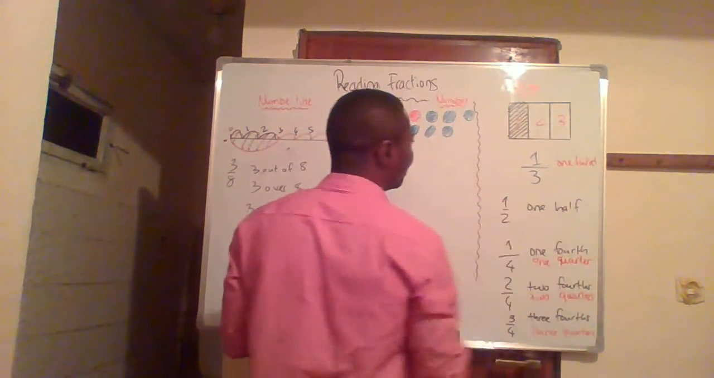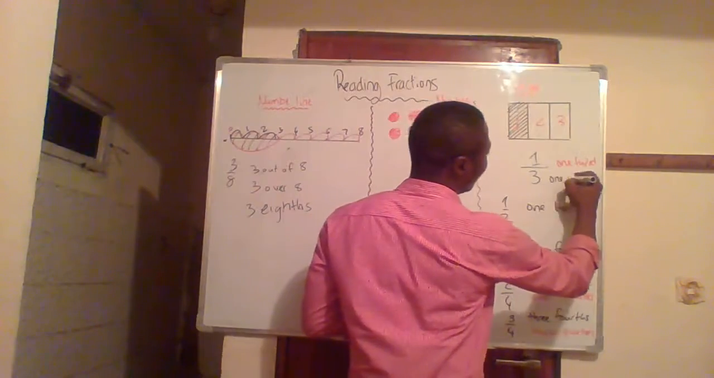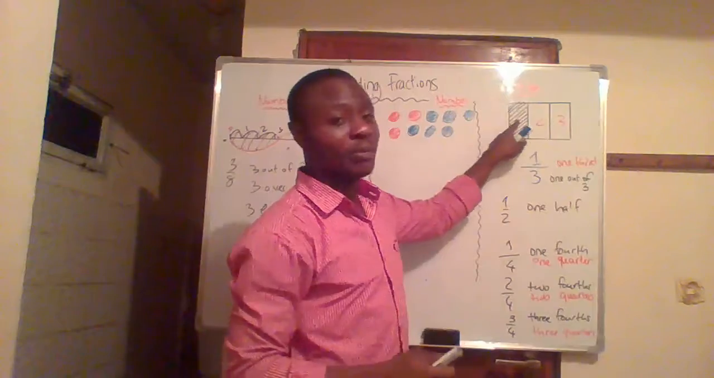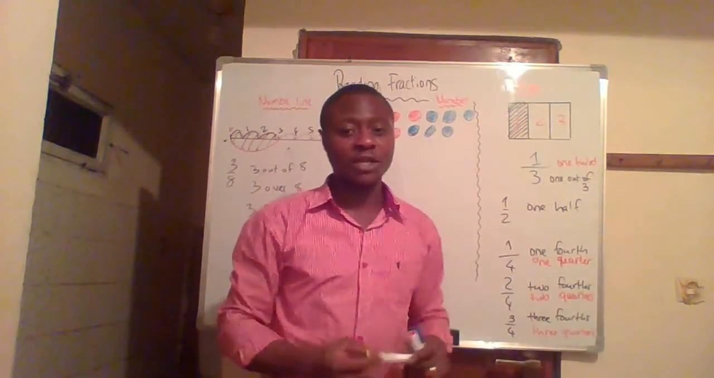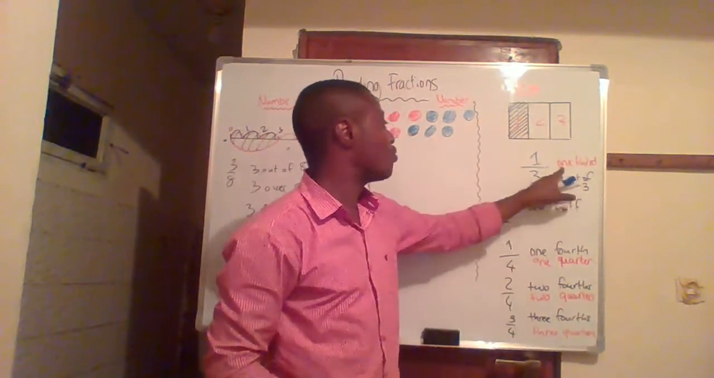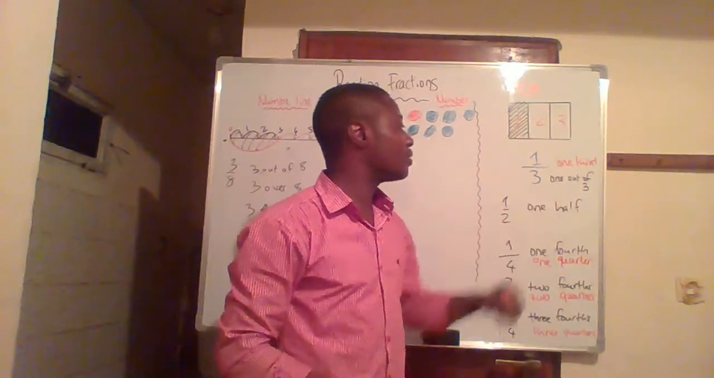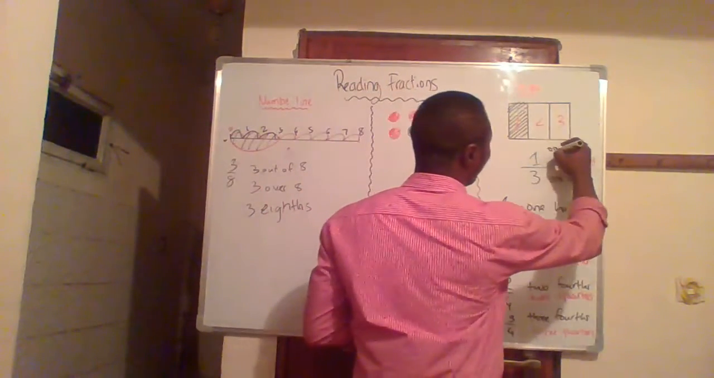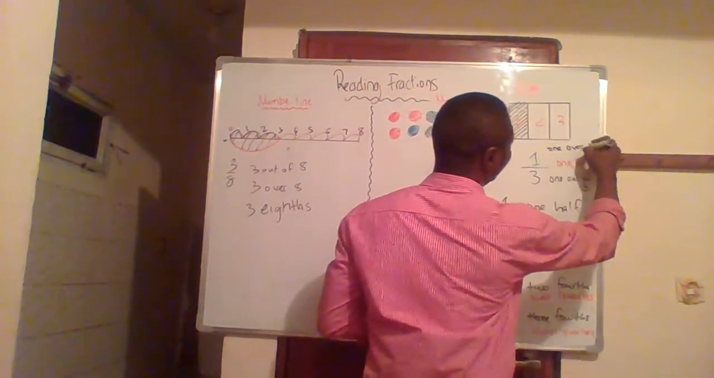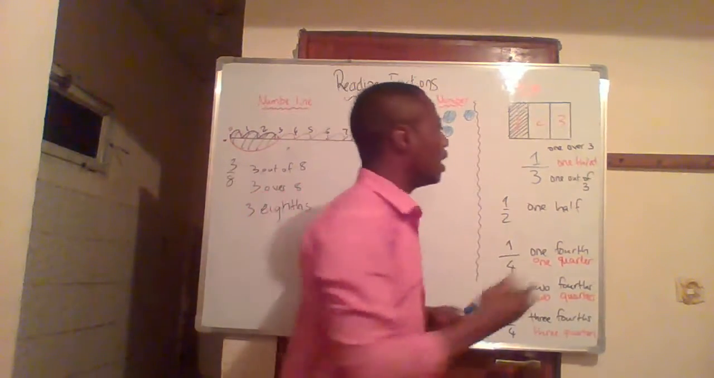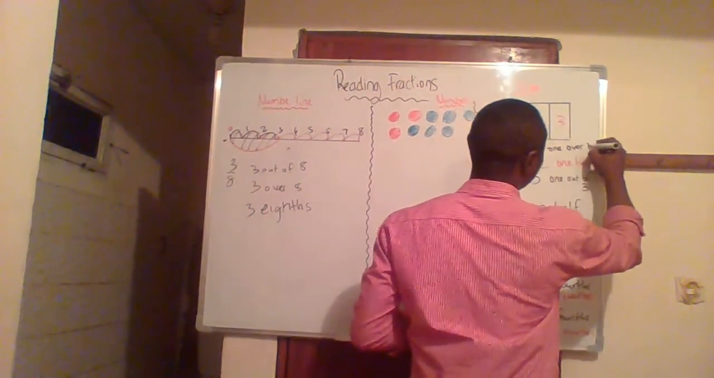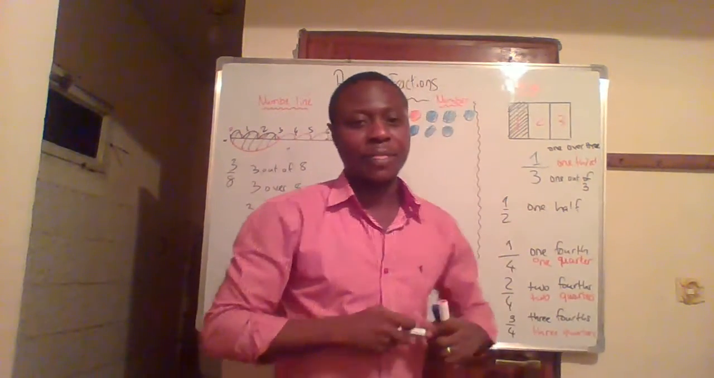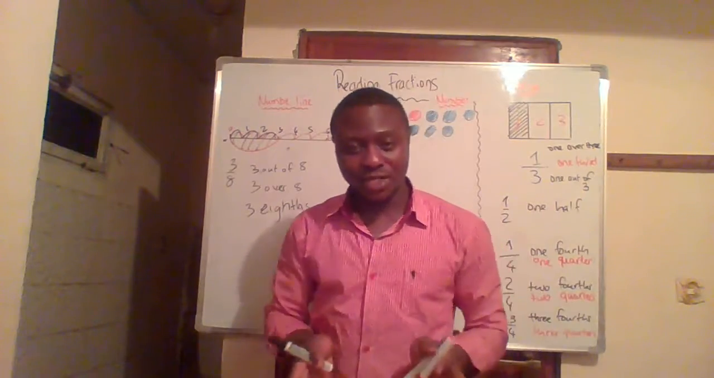Same thing for this one. This is 1 out of 3, because I took one part out of 3 parts. I have named this fraction in 2 ways: 1 over 3 or 1 out of 3. I can also name it one third. Let me write this 3 in that word. In word, one third. Good.